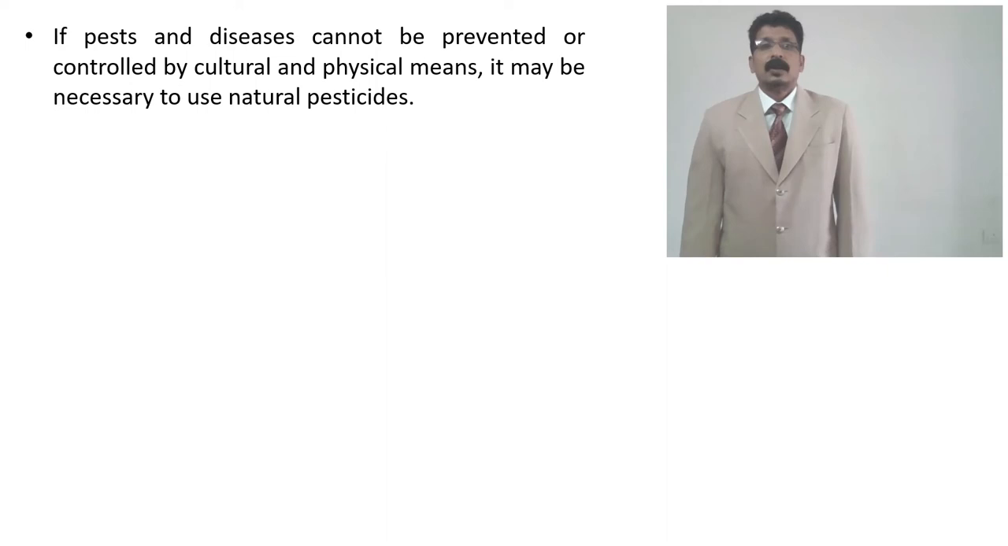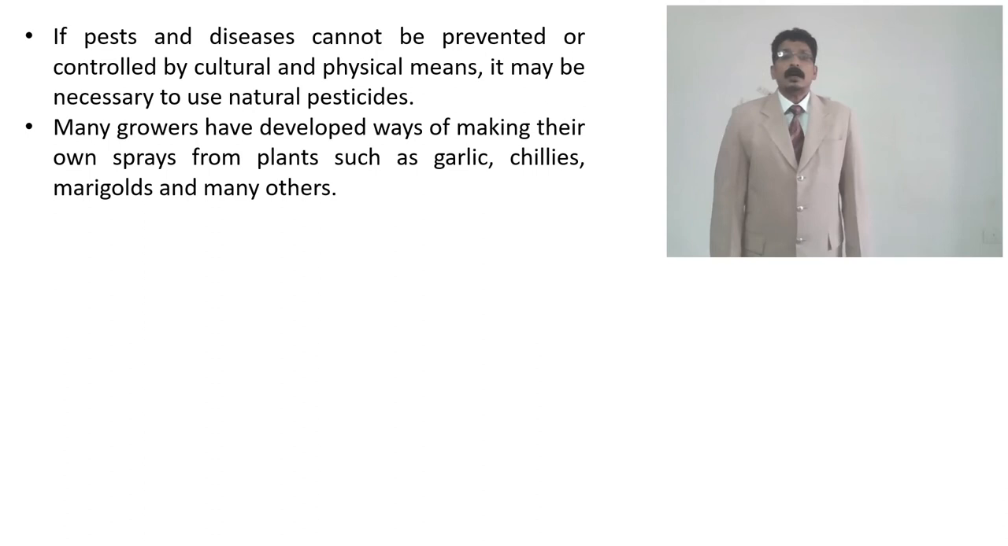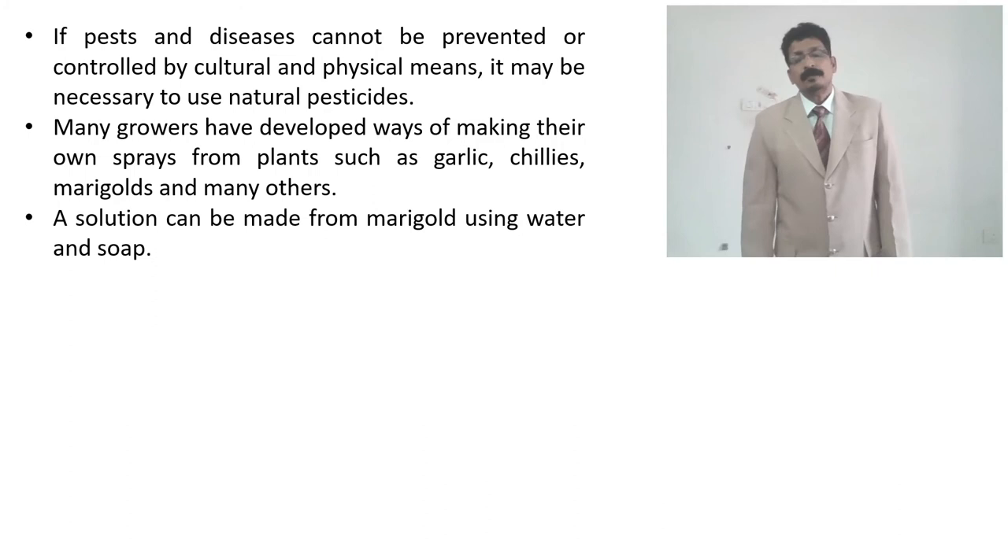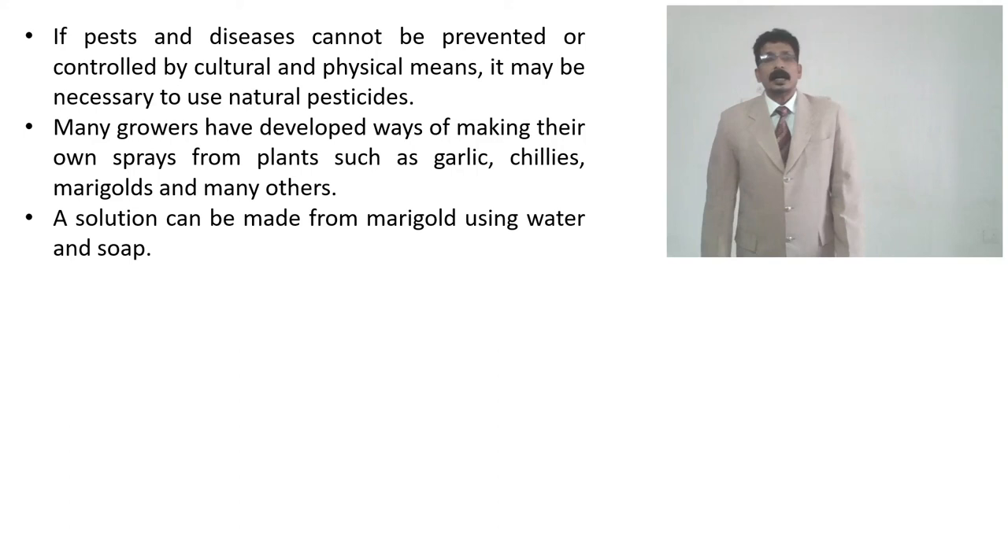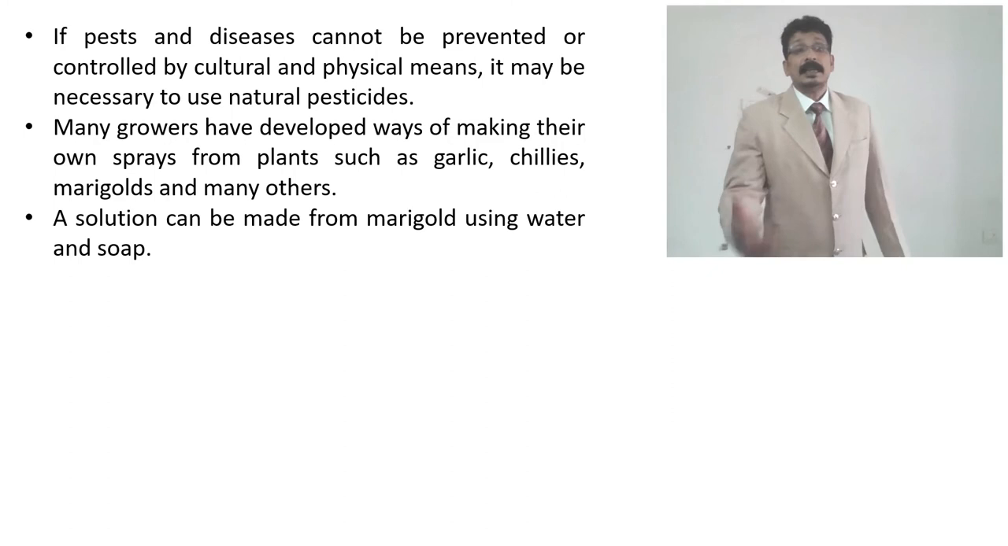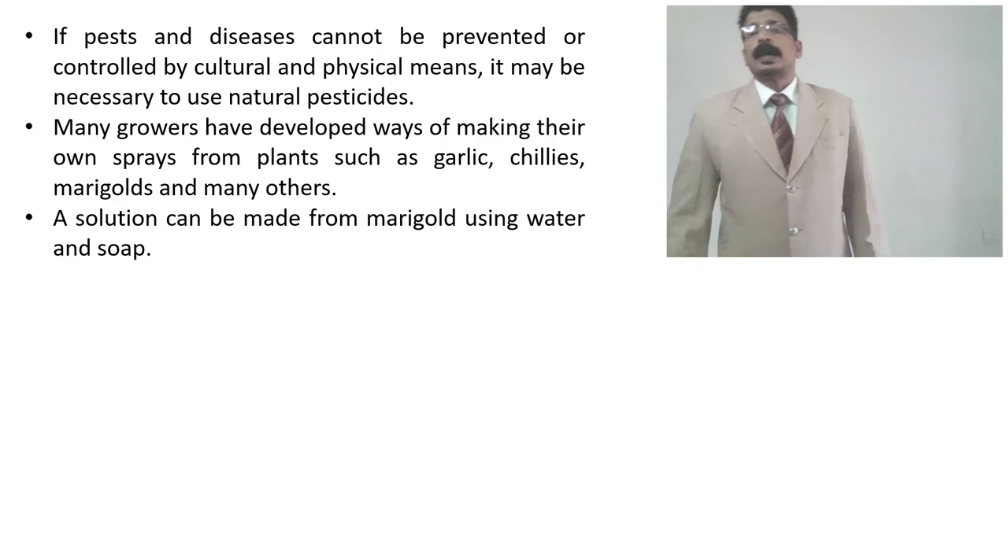So many growers, the cultivators, have developed ways of making their own spray from plants such as garlic, chilies, marigold, and many other plants. A solution can be prepared from these plants, made from the garlic, chilies, even marigold. Marigold used in water and soap can also be sprayed. And examples of natural pest control agents.